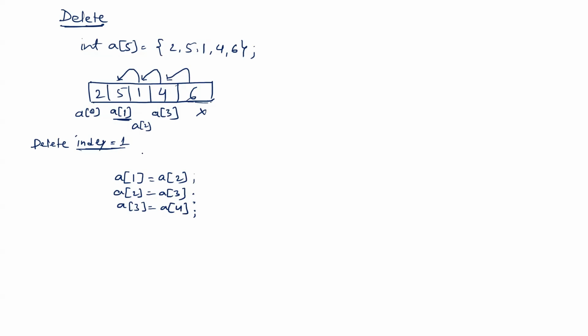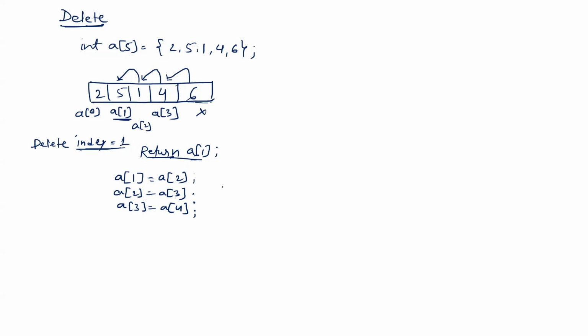So before deletion, we can inform the user what element we have deleted. Okay. So sometimes in the function, we try to return some value. We will return the value a of 1 first before deleting it. So that we can say that we have deleted 5 or a of 1. Okay. So this is your shifting.